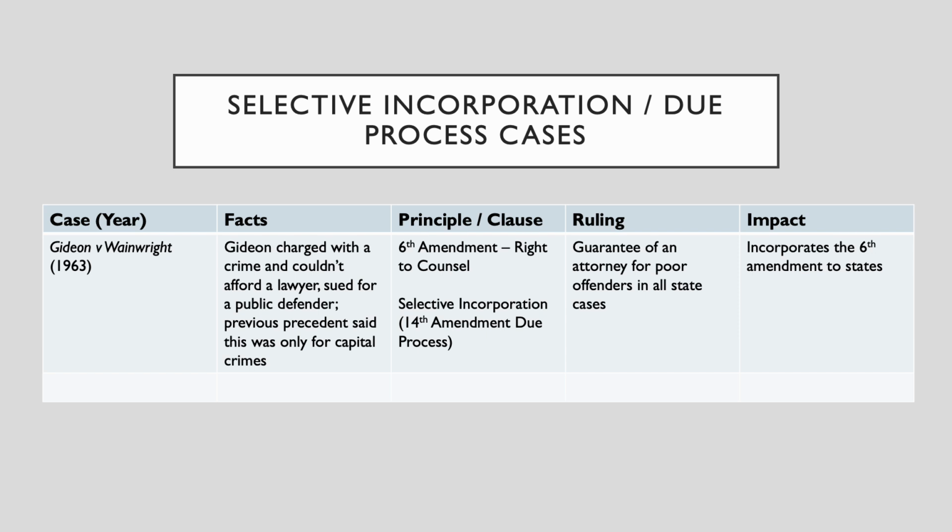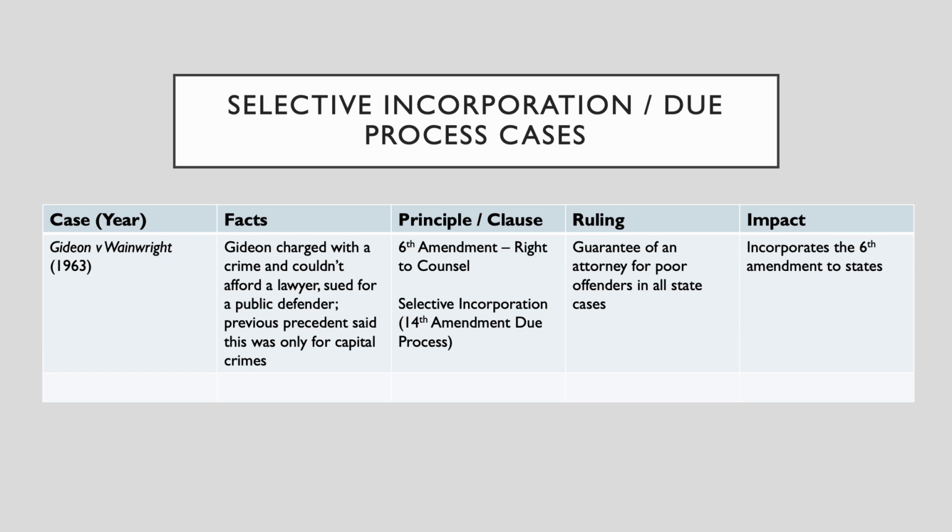Since the previous precedent by the Supreme Court had held that the state is only required to provide a public defender in capital crimes, in crimes where there is a possibility of the death penalty. And the court agreed with Gideon, saying that the states have an obligation to provide attorneys for poor and indigent defenders in all state cases.